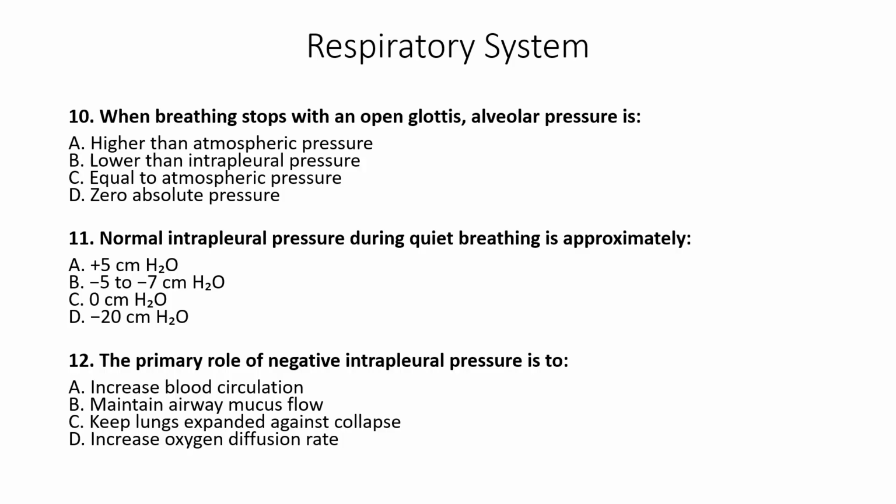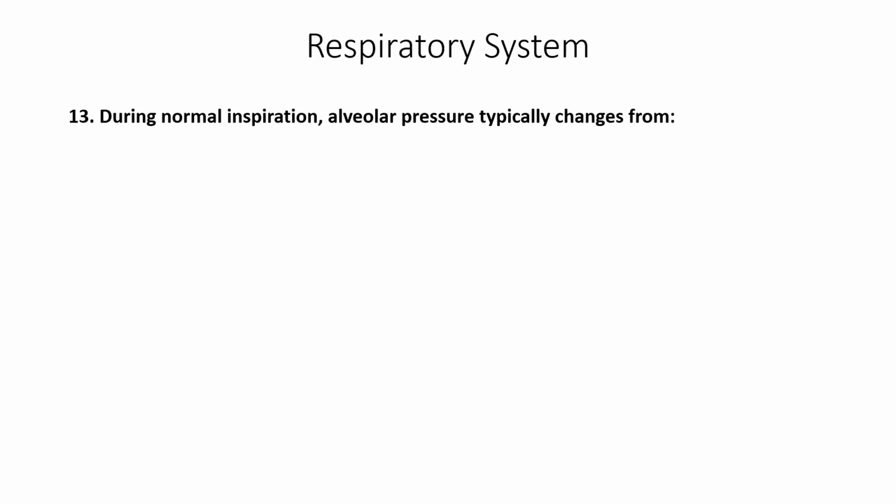Okay, great. So let's move to the next one. So 12 was option C, in case anyone missed it. Let's go to the next question. During normal inspiration, alveolar pressure typically changes from what value to what value? So remember what we talked about with respect to partial pressures and gradients. And think about which direction the air needs to flow, and that will hopefully reveal the answer to you.